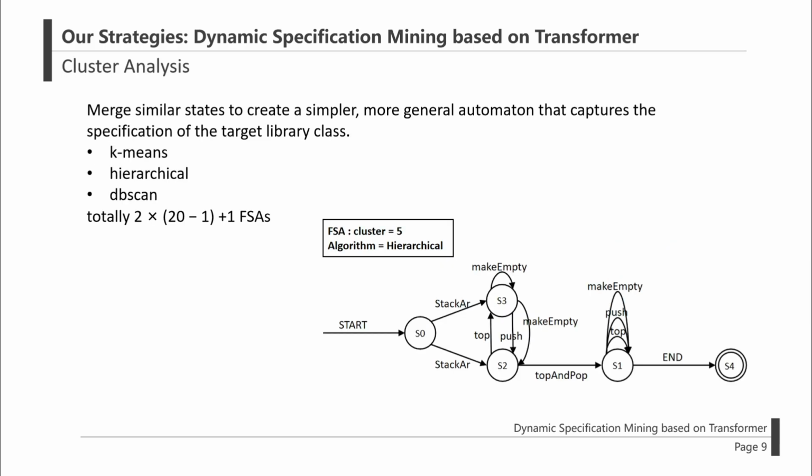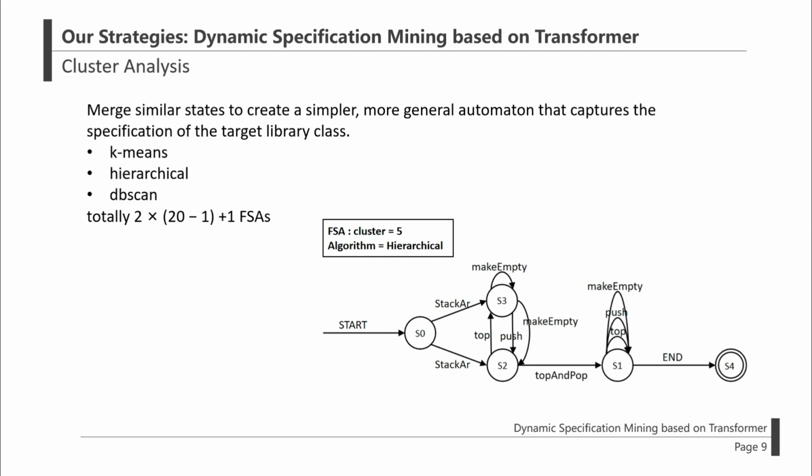Next is cluster analysis for merging similar states. The goal is to create a simpler and more general-purpose automaton to capture the specification of the target library class. We use k-means, hierarchical, and DBSCAN clustering algorithms. K-means is a division cluster. It is simple and easy to understand and implement. The convergence is fast and efficient.